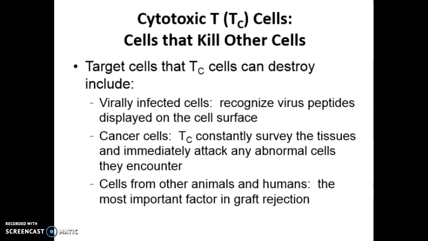So cyto is cell, toxic is the death part, so they kill cells. And the cells that they're going to target are going to be virus-infected cells. So they're going to recognize that a cell, whether it's a throat cell or maybe a liver cell, whatever cell it might be, is infected with a virus, and part of that virus is going to be put on the cell surface.